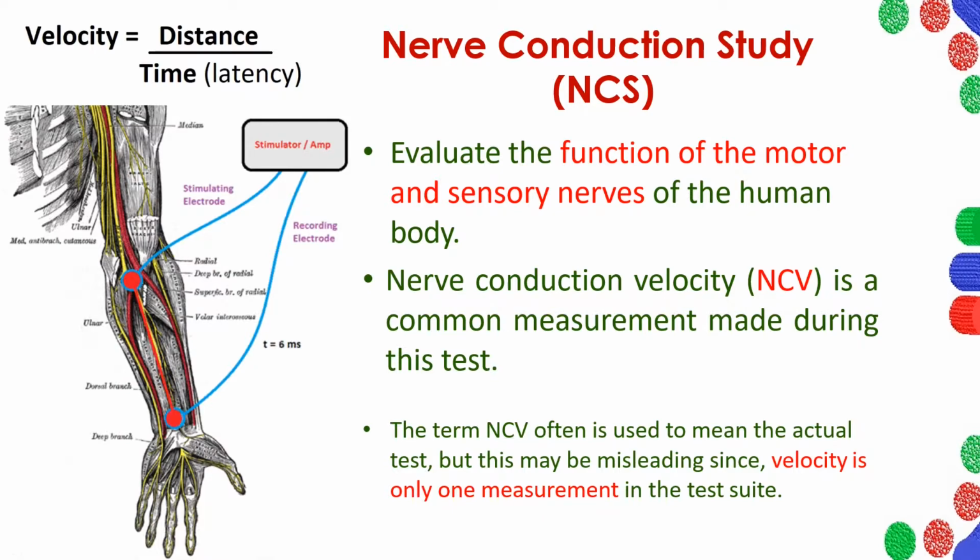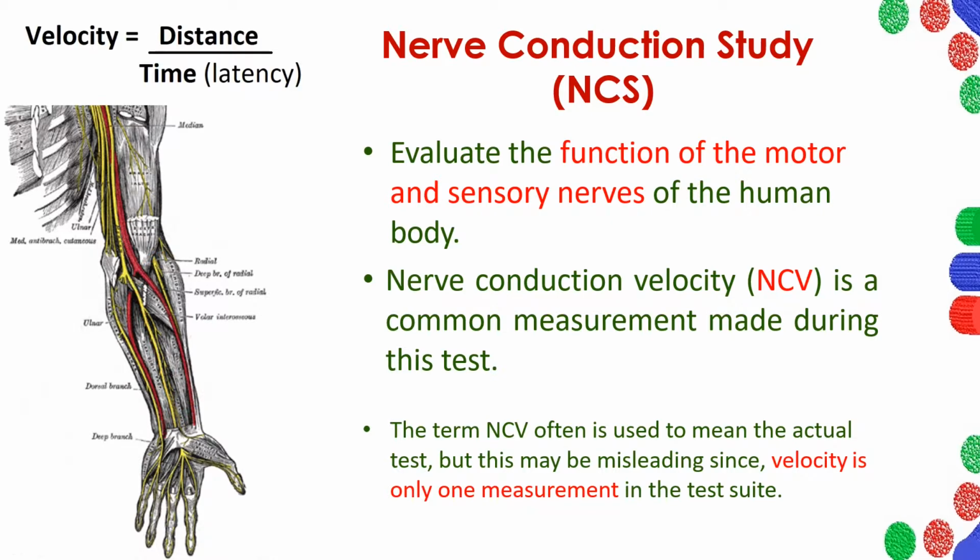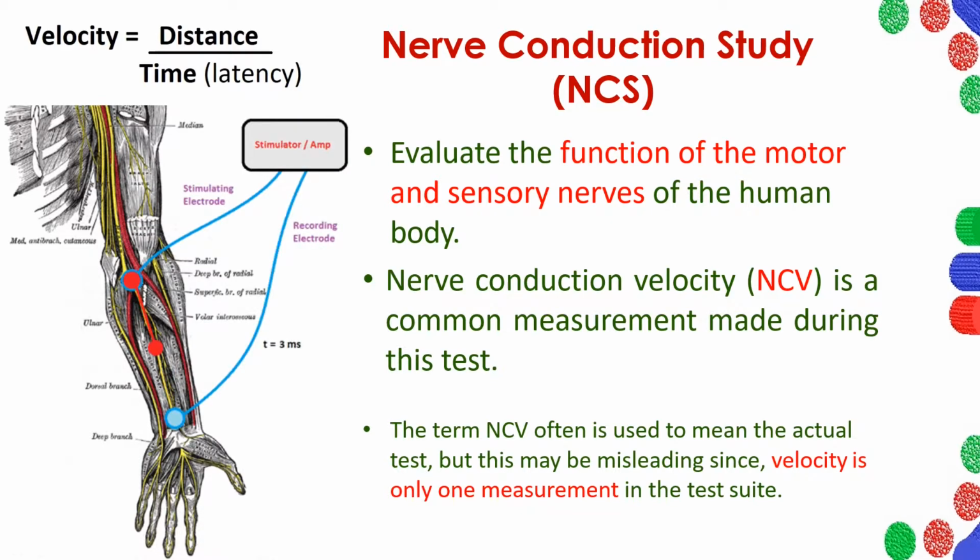So the distance between the stimulating electrode and the recording electrode is the distance. And the time taken for the impulse to travel from the stimulating electrode to the recording electrode is the time. In medical terminology it is known as latency. So we know the distance, we know the latency, so we get the nerve conduction velocity. This is the principle of how we find out the nerve conduction velocity of various nerves.